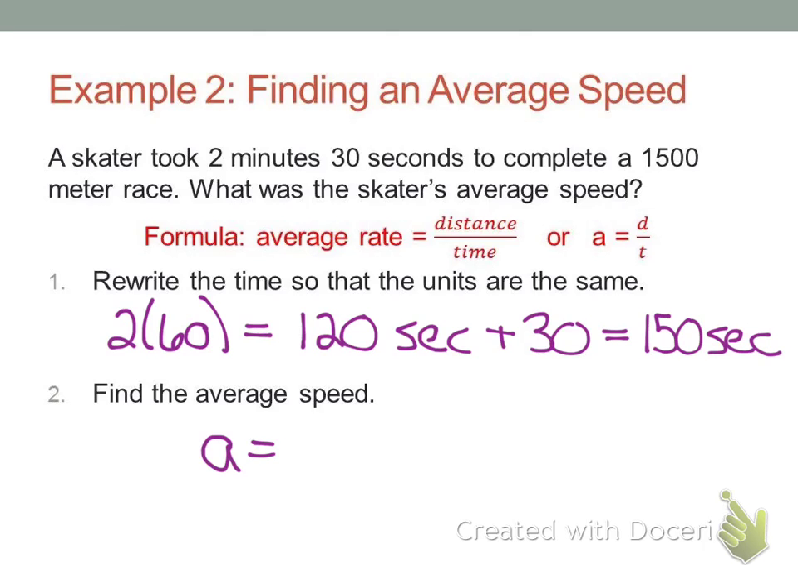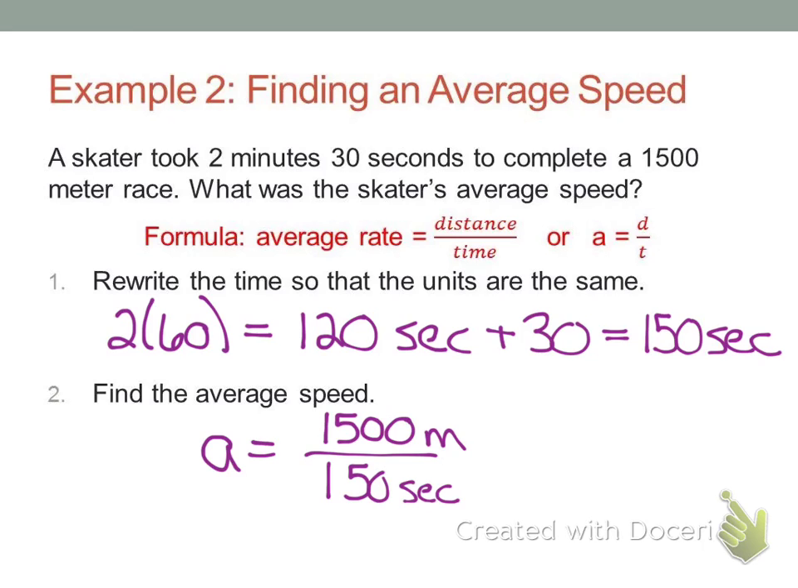So A equals, well, now I have to figure out my distance. What's my distance? Does the problem tell me? What's my distance? 1,500 meters. Make sure you label over 150 seconds. Now I have my ratio set up. Now I can find my unit rate.